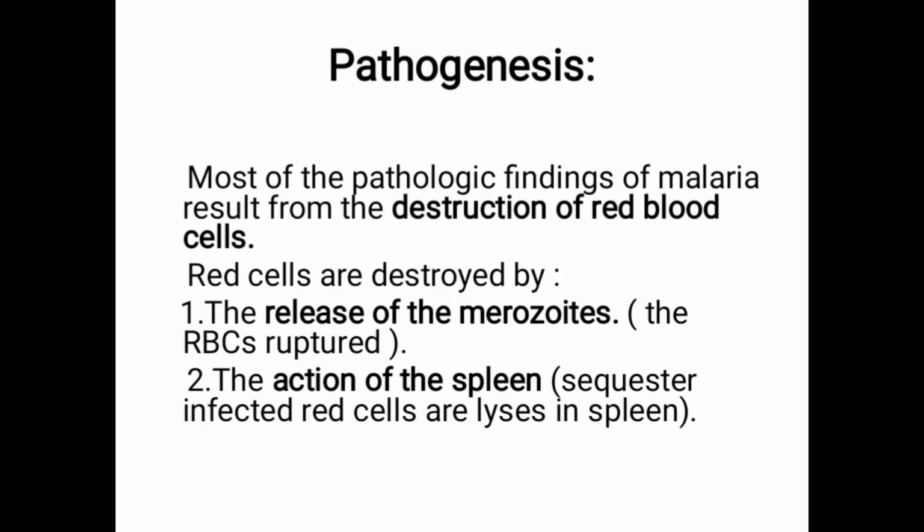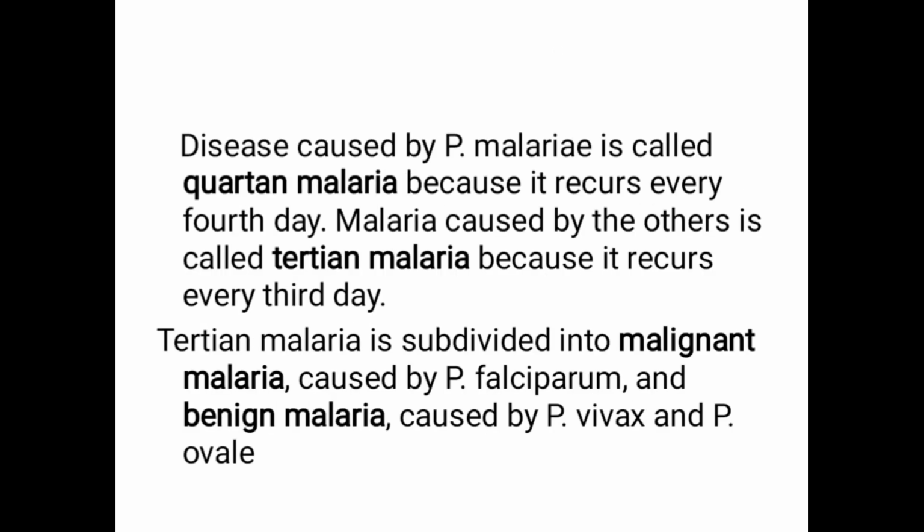Pathogenesis. Most of the pathologic findings of malaria result from the destruction of the red cells. Red cells are destroyed by the release of merozoites, when the RBCs rupture, and by the action of the spleen, which sequesters infected red cells that are lysed in the spleen. Disease caused by Plasmodium malariae is called quartan malaria because the fever recurs every fourth day. Malaria caused by the others is called tertian malaria because it recurs every third day. Tertian malaria is subdivided into malignant malaria caused by Plasmodium falciparum and benign malaria produced by Plasmodium vivax and Plasmodium ovale.